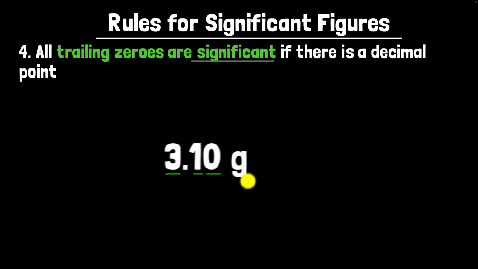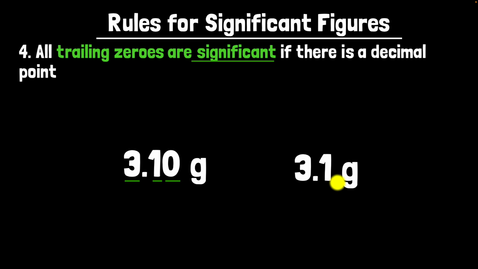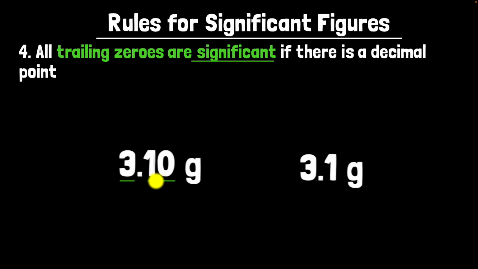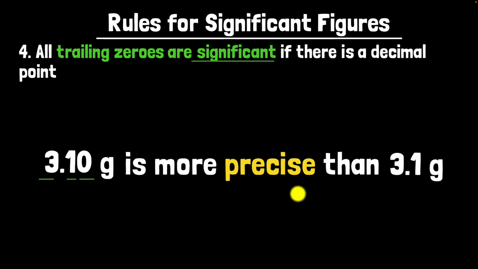Well, let's see. Let's compare it to a measurement which is 3.1 grams. We already know that in any measurement, the last digit is an estimate. So over here, this 1 is an estimate. So we have very little confidence in this 1. But over here, it's the 0 that is an estimate, which means we have a lot more confidence in this one. So you can see 3.10 grams is more precise than 3.1 grams. And that's why the trailing zero matters. When there's a decimal point, it adds to the precision, and that's why it is significant.